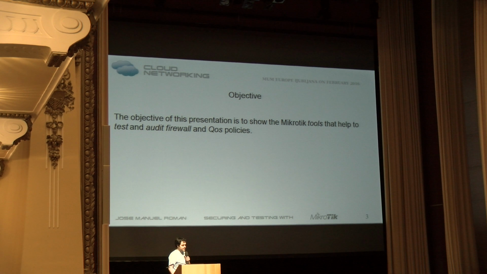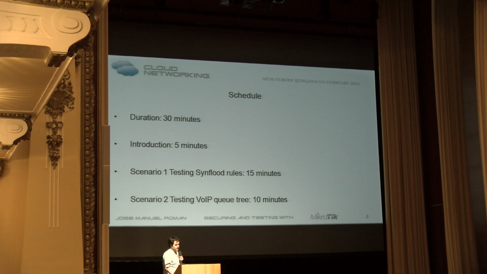The objective of this presentation is to show the MikroTik tools that help to test and audit firewall and QoS policies. To meet these objectives, we will show two scenarios. In each of these scenarios, we will configure firewall rules or policy queues. Then we will test the rules using the MikroTik traffic generator. The duration is 30 minutes: 5 minutes the presentation, 15 minutes the first scenario, and 10 minutes the second scenario.